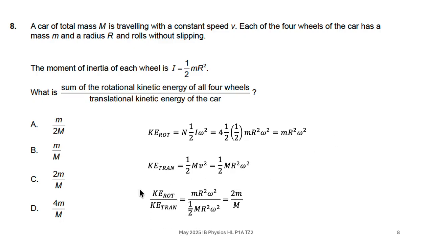What we'll do here then is we'll find that the rotational energy divided by our total translational energy gives us 2m over capital M. We've got an r and an omega, our r squared and our omega squared cancelled, and we've got 1 over 2 here to bring the 2 on the top, which means our answer here is C.